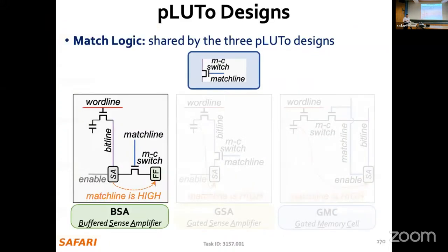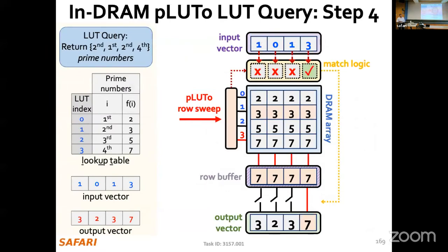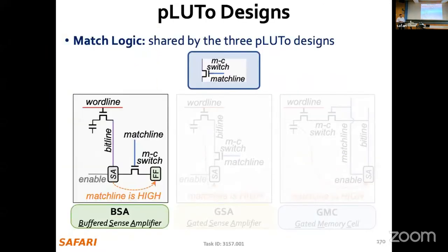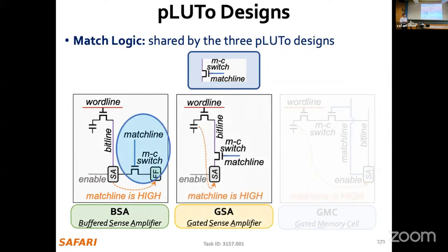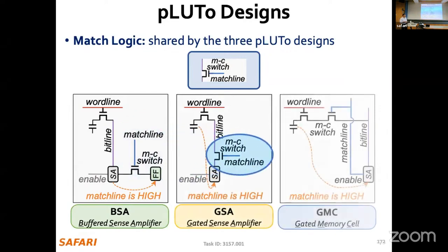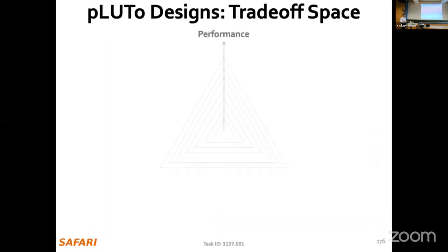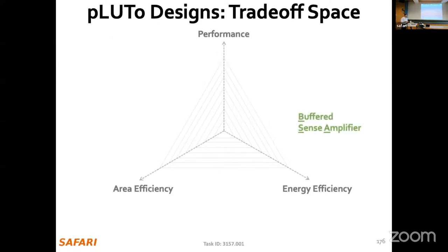So in the paper, we designed three different implementations of this Pluto architecture. The main difference is how this match logic here is actually implemented. One design implements this match logic using some flip-flops. The other one implements it using the cell itself. And the other one is going to implement the cells with some extra access transistor. These three designs are not particularly important. What's important is that they cover different points in the trade-off space. Each one of the designs has different performance, area efficiency, and energy efficiency.